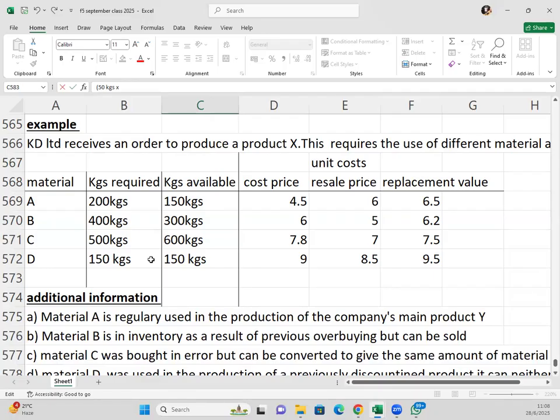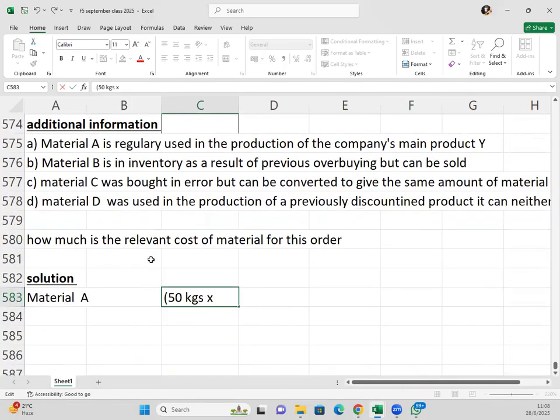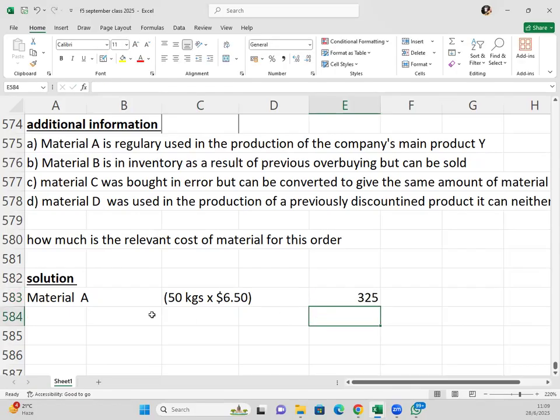So we are saying the 50 kgs are not in inventory. So we'd buy them at $6.50 per kg. So that would be 50 times $6.50. So that would cost us something like $325. Then let's move on. We are not done with material A, sorry.